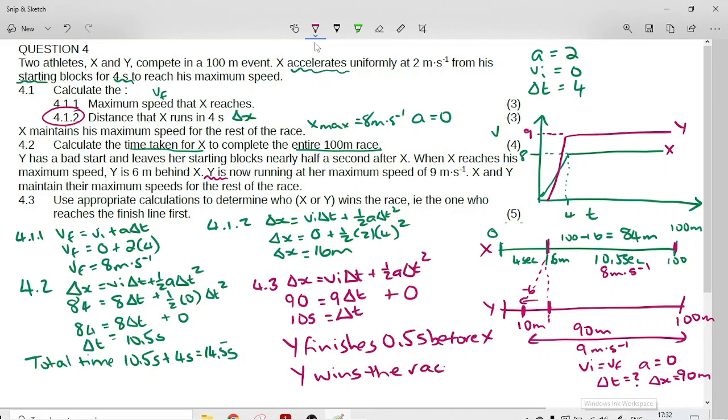You have to check you've answered the question. It says to determine who wins the race, so you have to state it. Y is winning the race because they got to the finish line a half a second before X. The trick here is to understand where the two people are relative to each other at the same time for the information that you are given.